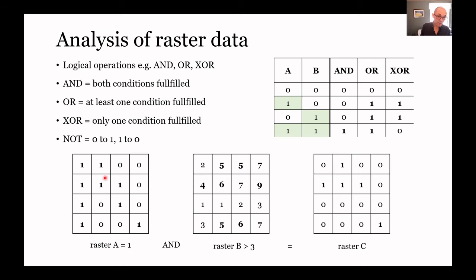As I said, this doesn't have to be ones, this could be something else entirely. This could have been raster A, could have looked like raster B, and we just wanted all those that are bigger than some other value. It doesn't matter, where both are fulfilled. And then we get this logical map.